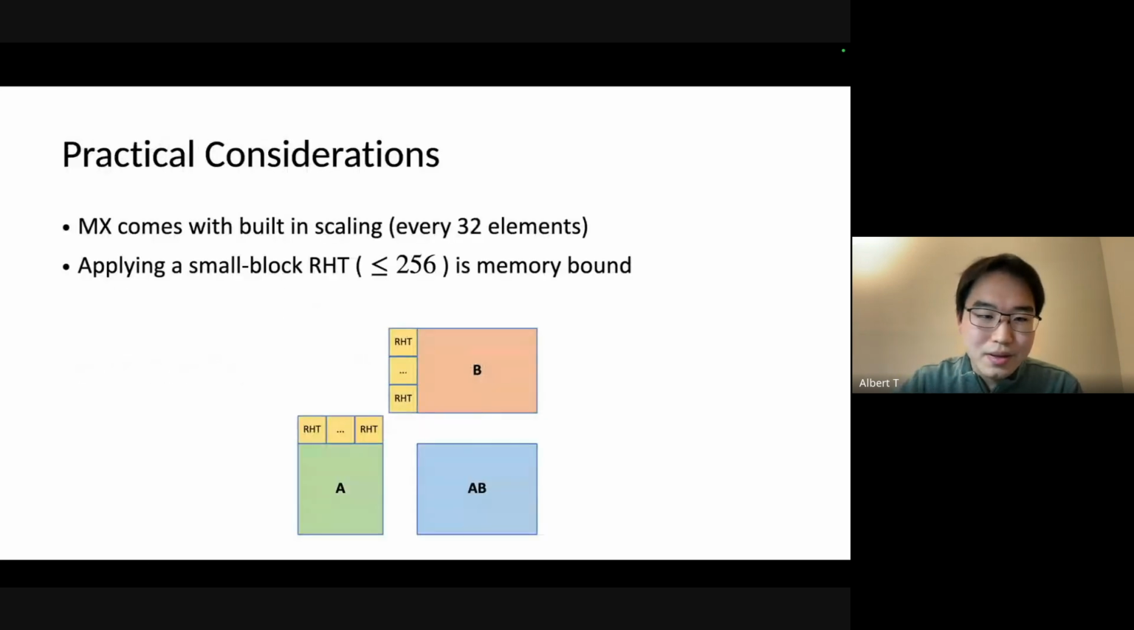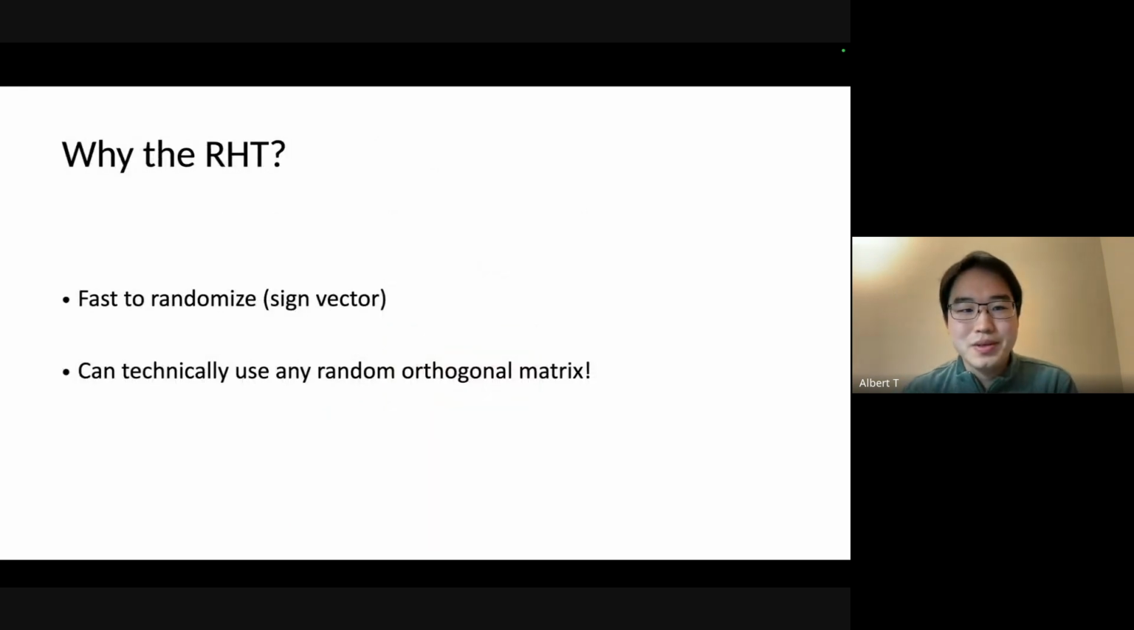If you look at this and think about it, you might ask, why the RHT? Because if you're just doing a dense matrix multiplication, you can use any random orthogonal matrix. The only reason we do it is because it's fast to randomize. You can do that with a random sign vector, but technically you could use any random orthogonal matrix, including one that you've tuned and picked. And then you could also randomize it by adding a sign vector as well, because sign vectors are orthogonal.